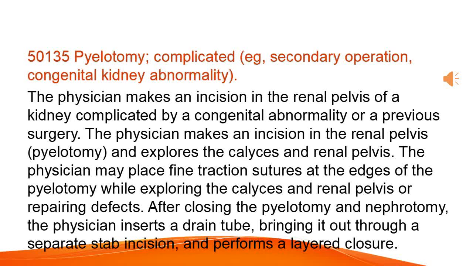Pyelotomy, complicated, e.g., secondary operation, congenital kidney abnormality. The physician makes an incision in the renal pelvis of a kidney complicated by a congenital abnormality or a previous surgery. The physician makes an incision in the renal pelvis, pyelotomy, and explores the calyces and renal pelvis. The physician may place fine traction sutures at the edges of the pyelotomy while exploring the calyces and renal pelvis or repairing defects. After closing the pyelotomy and nephrotomy, the physician inserts a drain tube, bringing it out through a separate stab incision, and performs a layered closure.